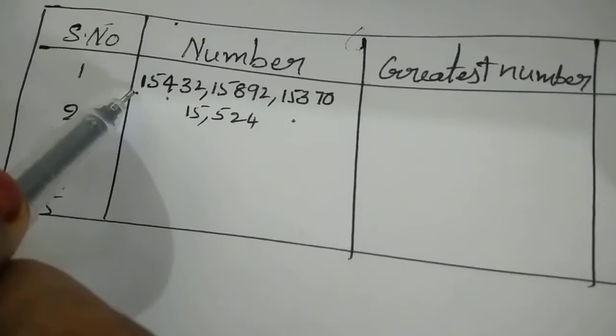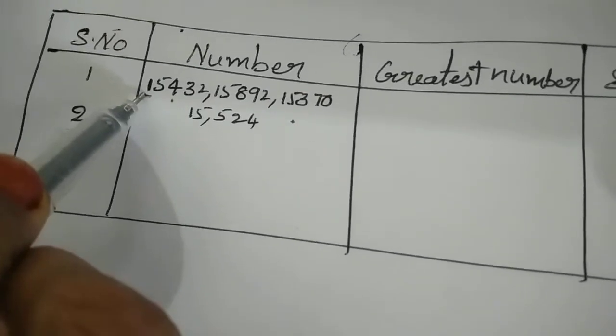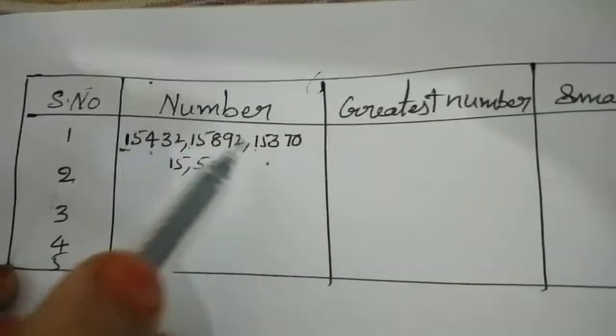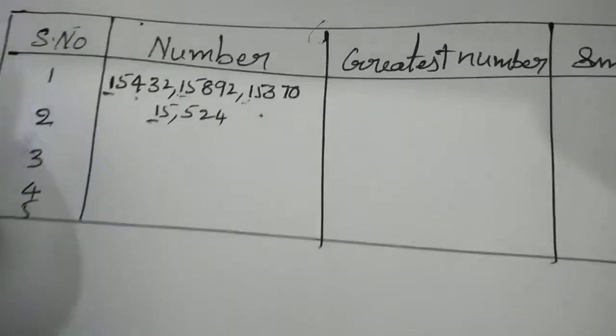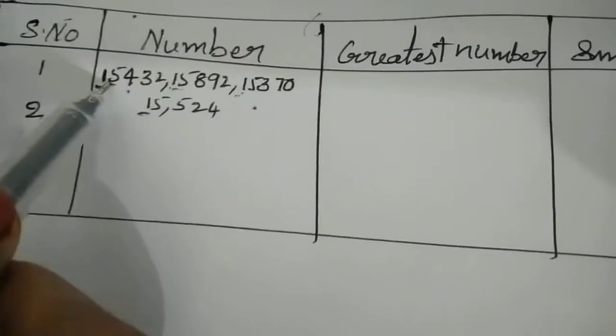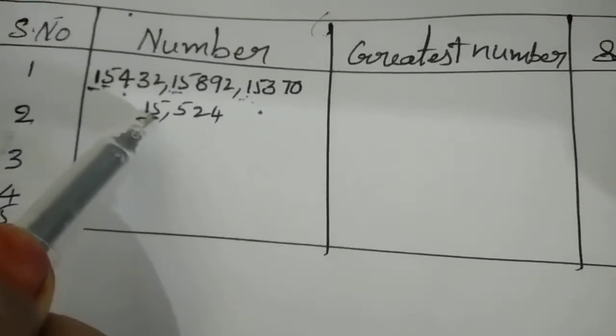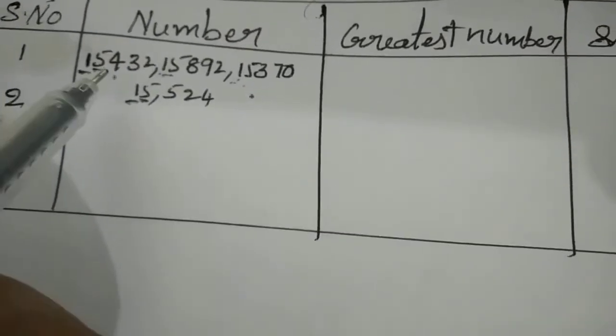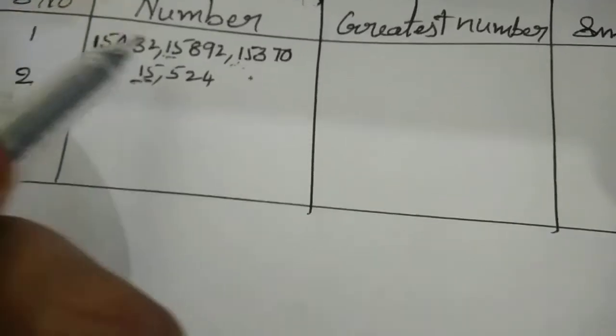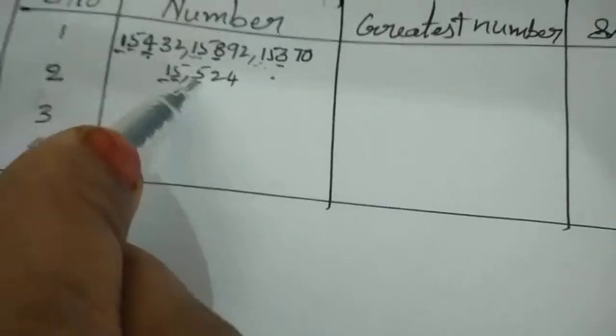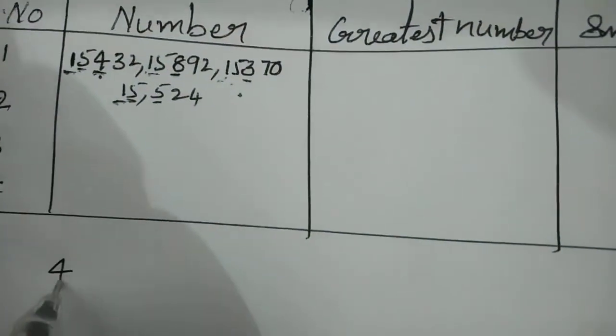5 digit means it is the 10,000. How many 10,000s? 1, 1, 1, 1. Same. Now go through the thousands. 5,000, 5,000, 5,000, 5,000. Here also you can't identify correctly. Now 400, 800, 300, 500. Now 4, 8, 3, 5.